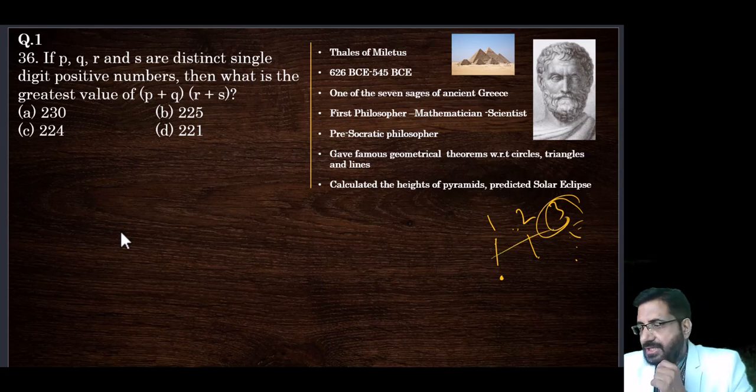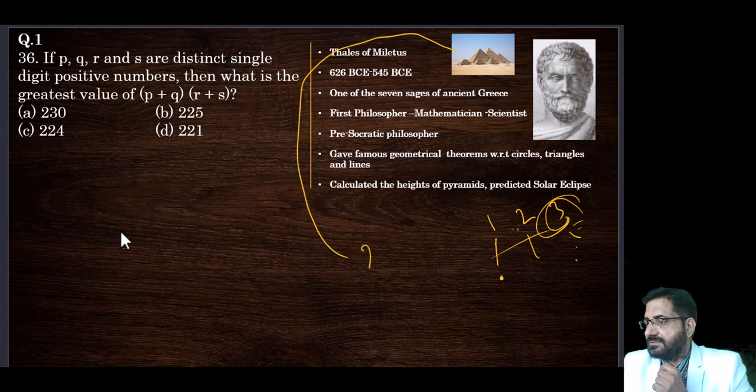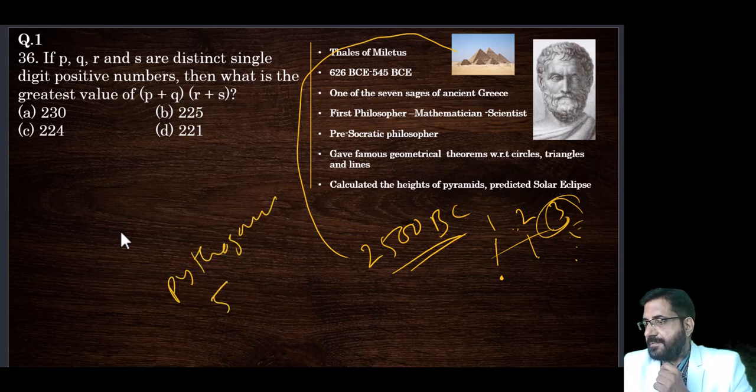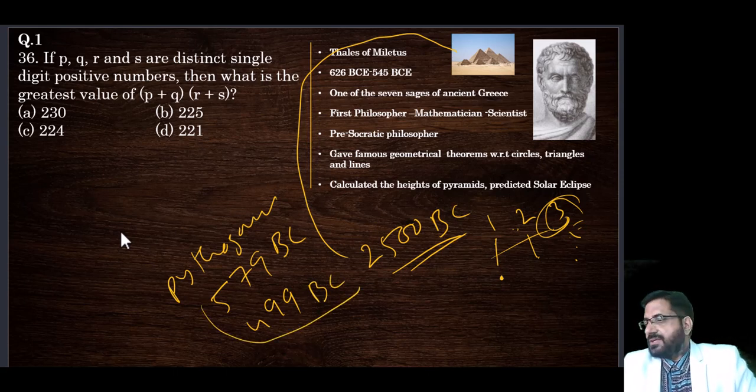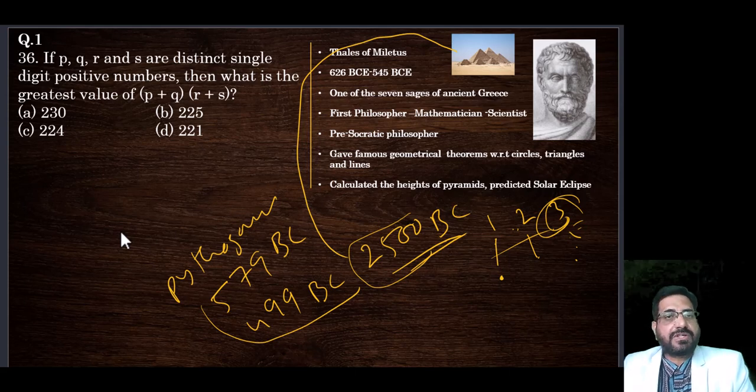So these pyramids were built around 2500 BC. Okay, that time, Pythagoras's time was around 579. He was born in 579 BC and died around 499. Say he was alive for almost 80 years. So pyramids were built in 2500 BC, before Christ.